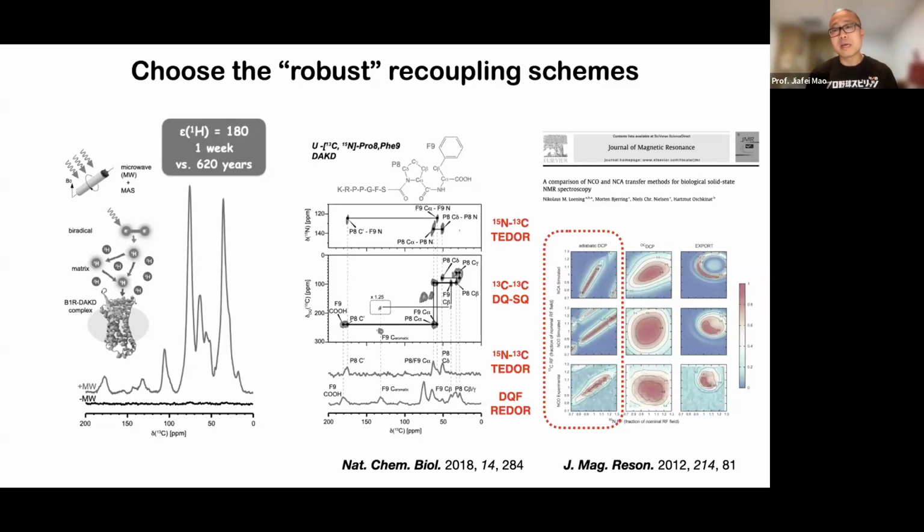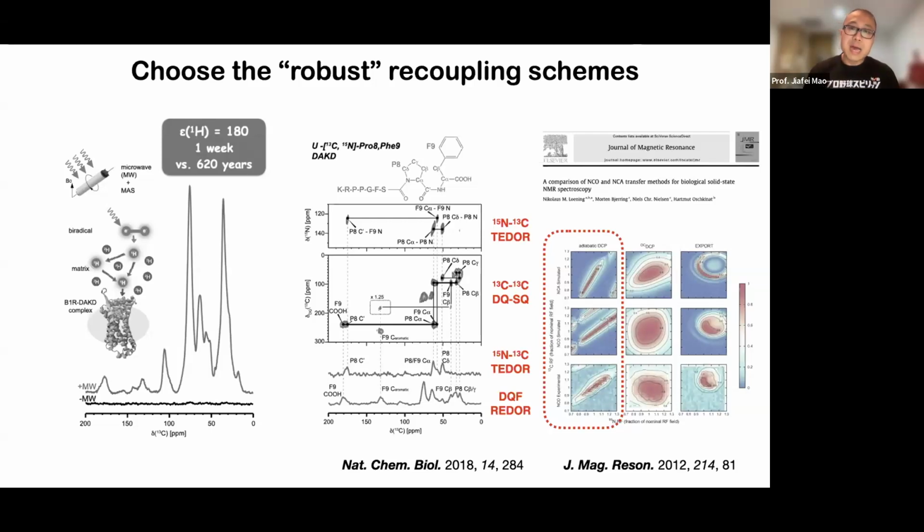Oschkinat and the Nielsen group have actually done a lot of work to show the matching condition, and often they are quite narrow. I think if you do solid-state magic angle spinning NMR, you also know that optimizing DCP is sometimes a bit tricky, because you have a very, very small window to operate. So in this case, it's not possible to optimize the matching condition.